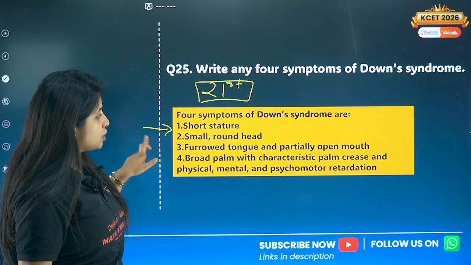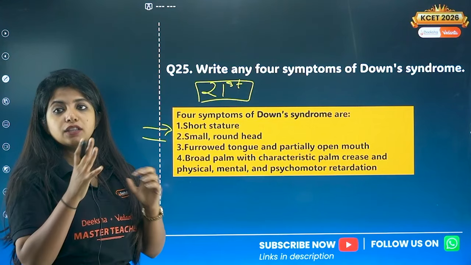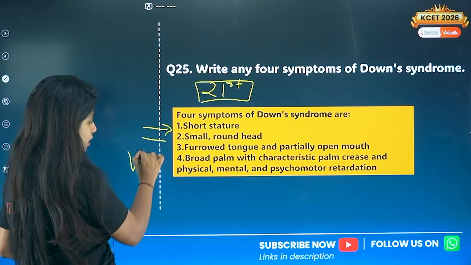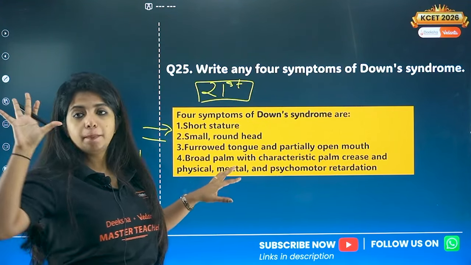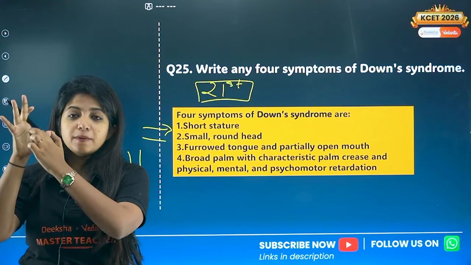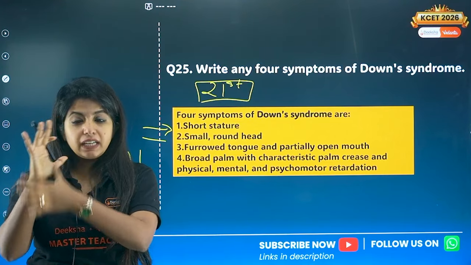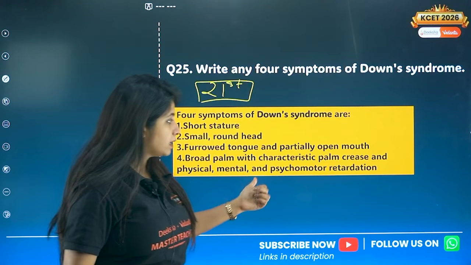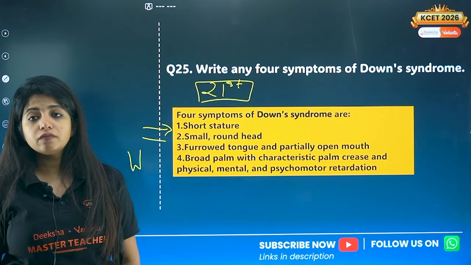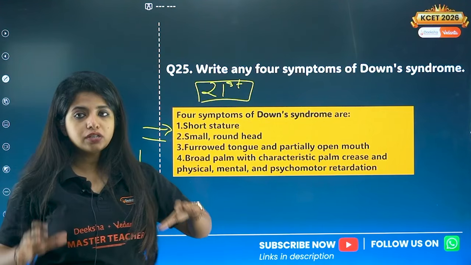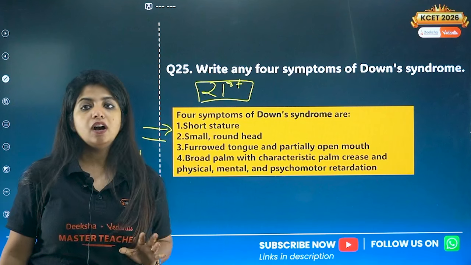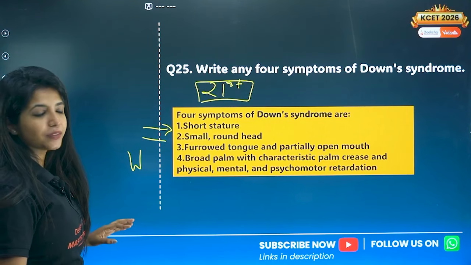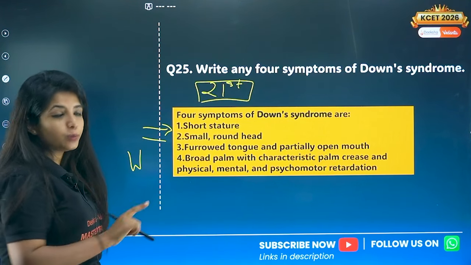You would have short stature. There will be a small round head. The furrowed tongue will be there. Tongue will be a little bit furrowed, and a partially opened mouth will be there. Broad palm will be there with a characteristic palm crease. The lines will be clearly visible. Okay, and physical, mental and psychomotor retardation would also be there. So short stature, small and round head, furrowed tongue, partially open mouth, and all these features are also something that you need to remember. Okay, and it's trisomy of 21st chromosome.